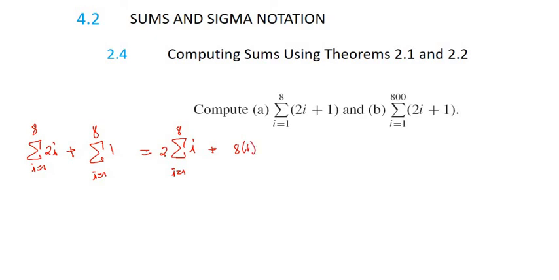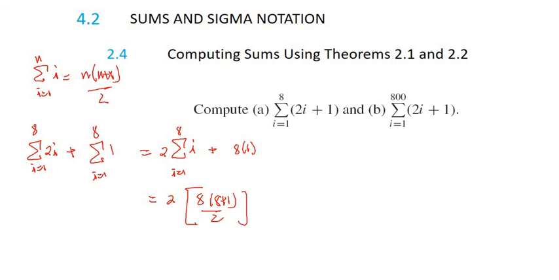Now this one, how do we solve this one? This one is going to be 2 times, now using the equation, the one that says summation of i equal to 1 to n of i is equal to n times (n plus 1) divided by 2. So in this case, n is 8. So it's going to be 2 times 8 times (8 plus 1) divided by 2. The 8 times 1 part we already solved.